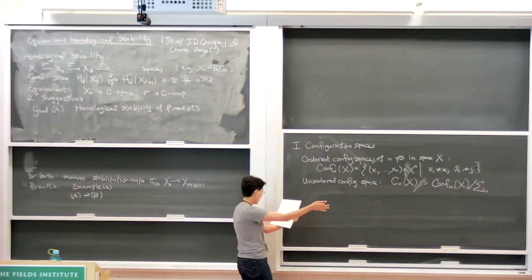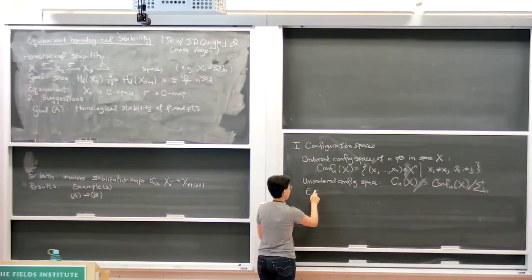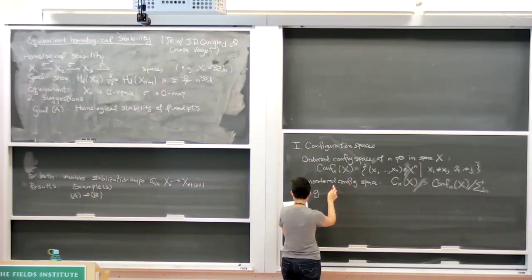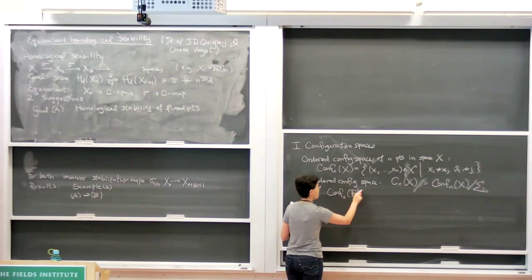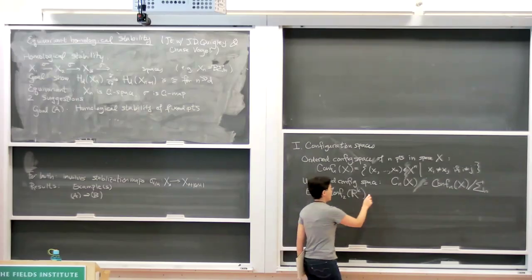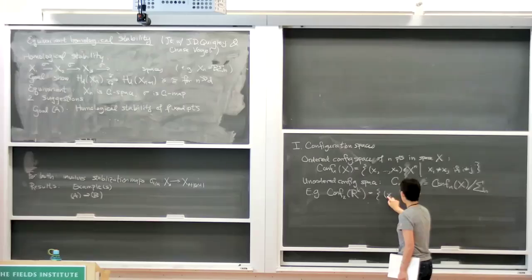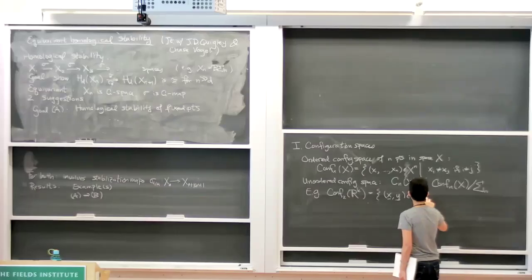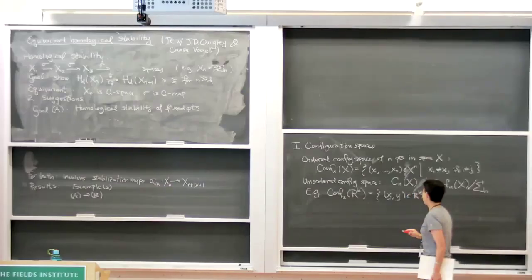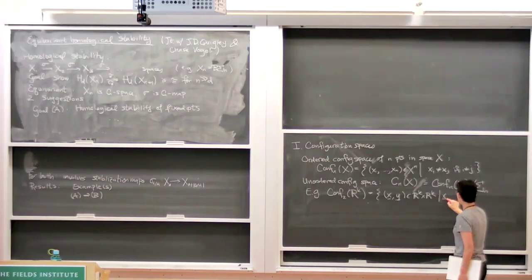So there are a lot of nice examples. The most basic one is if I want to look at ordered configurations of 2 points in R^k. So this is what happens. It's pairs of distinct things. I'm going to call this x underline and y underline, in R^k cross R^k, that are different.